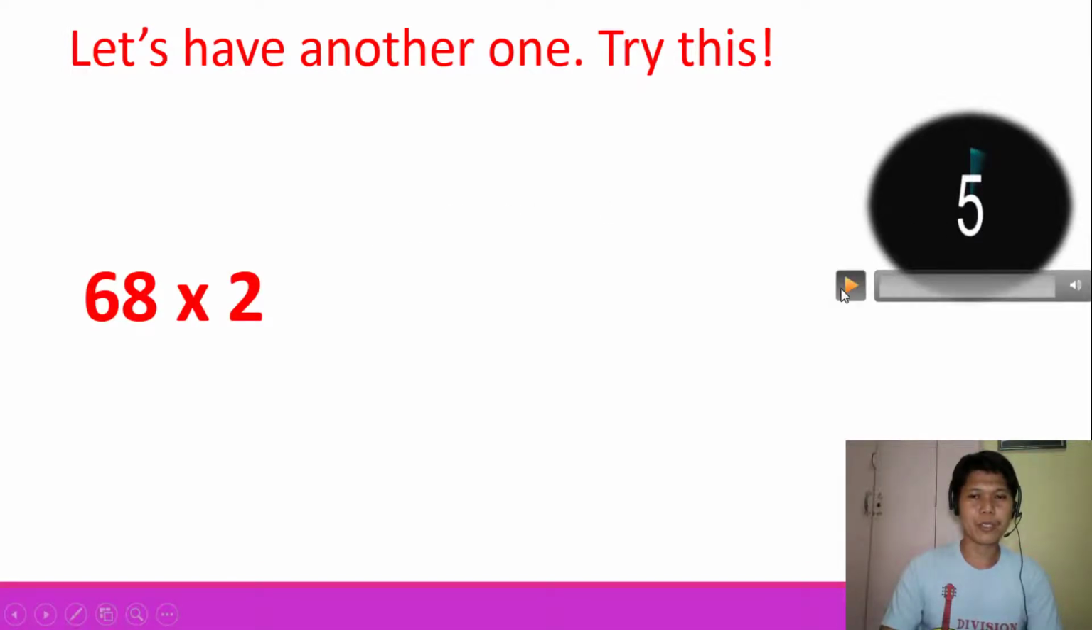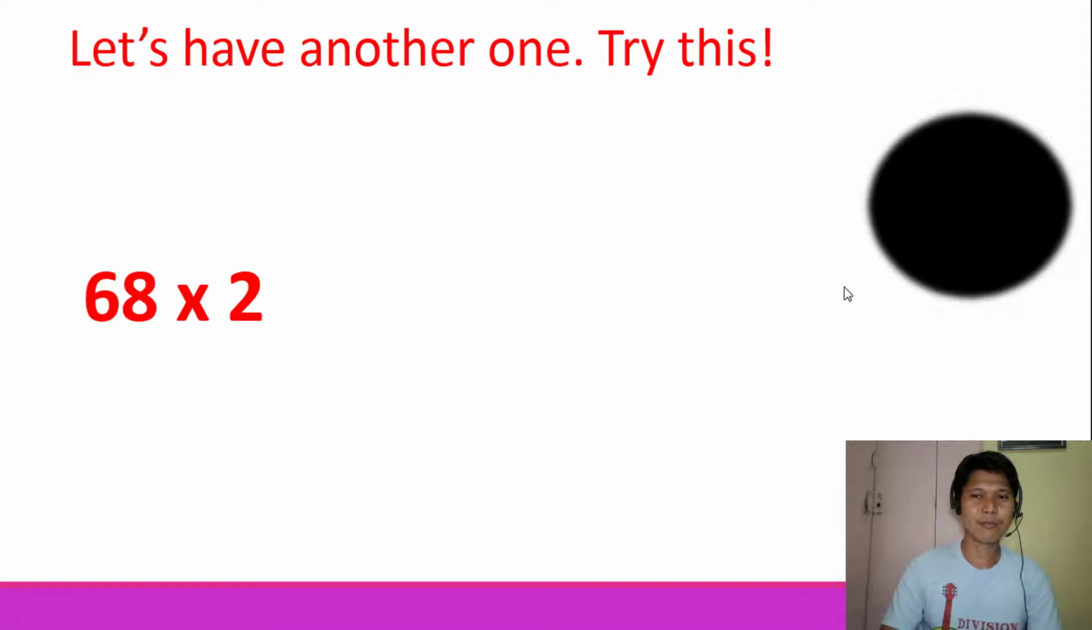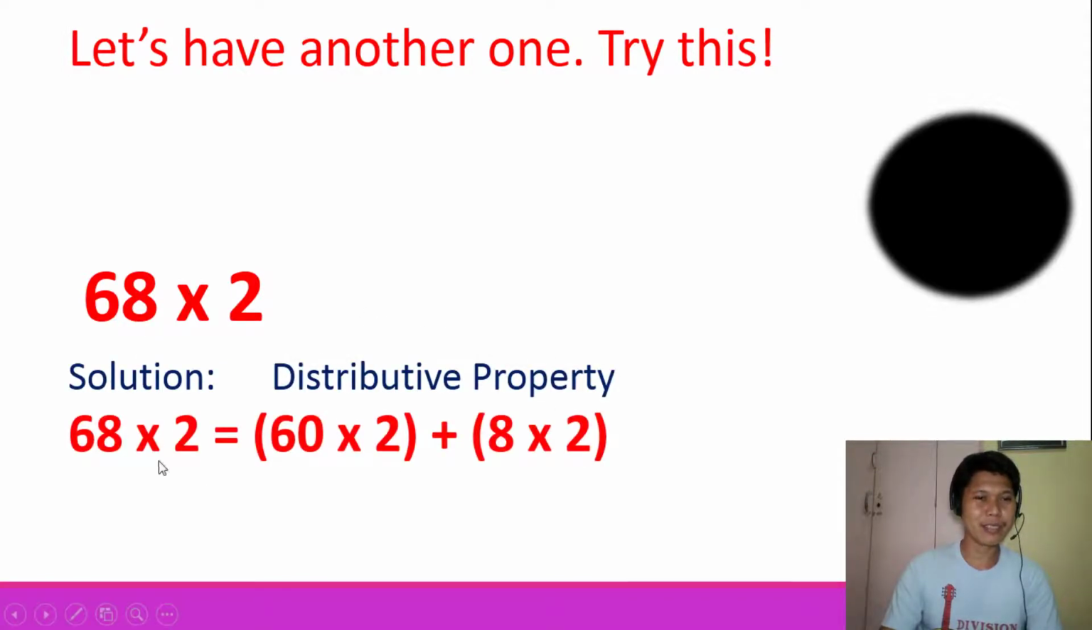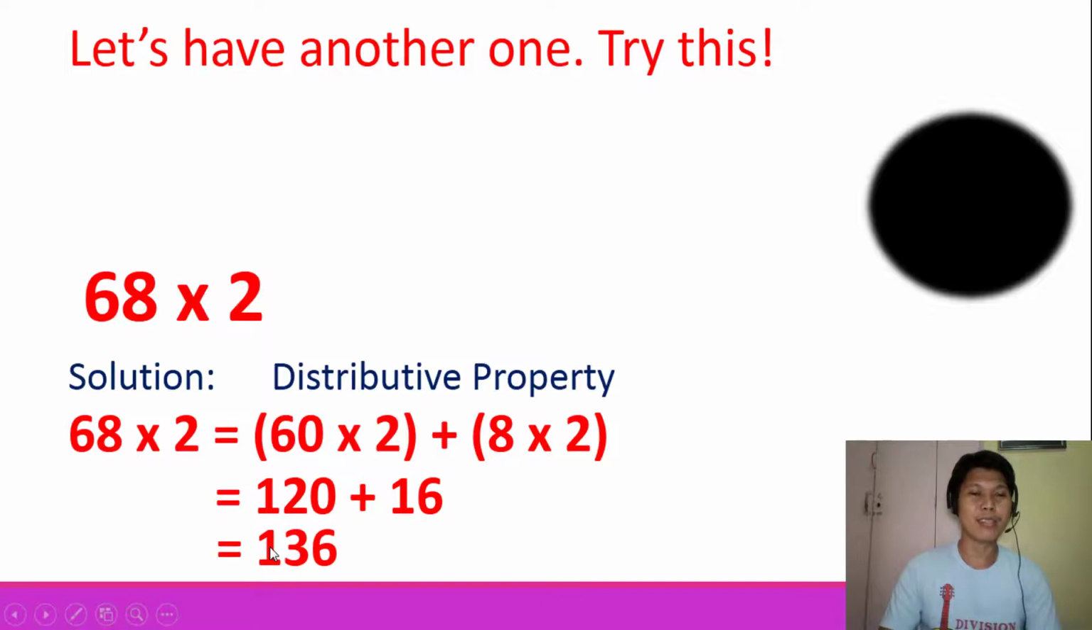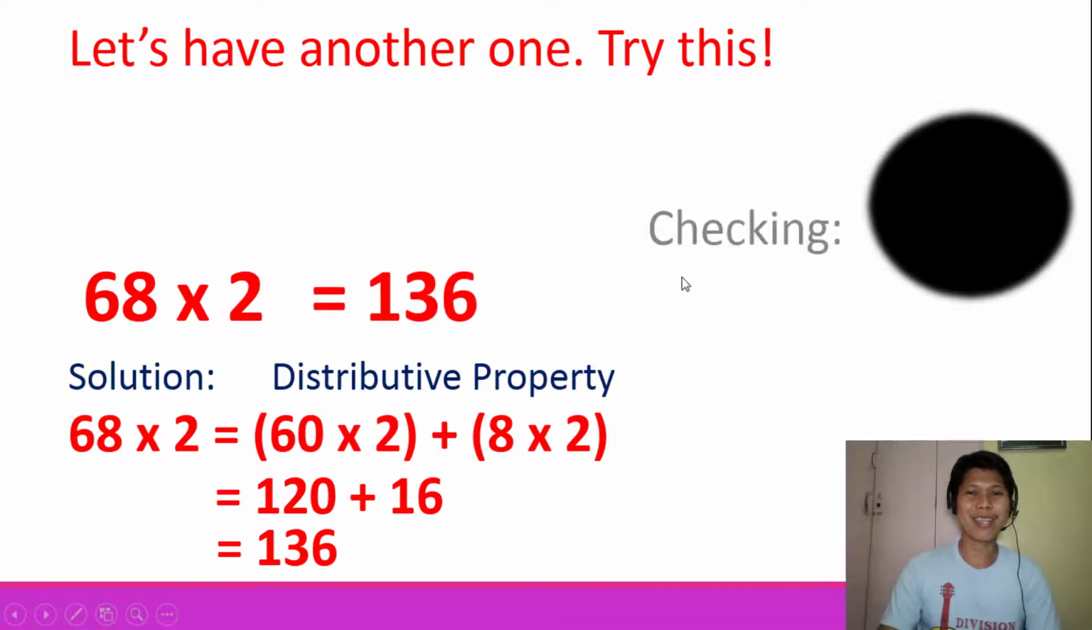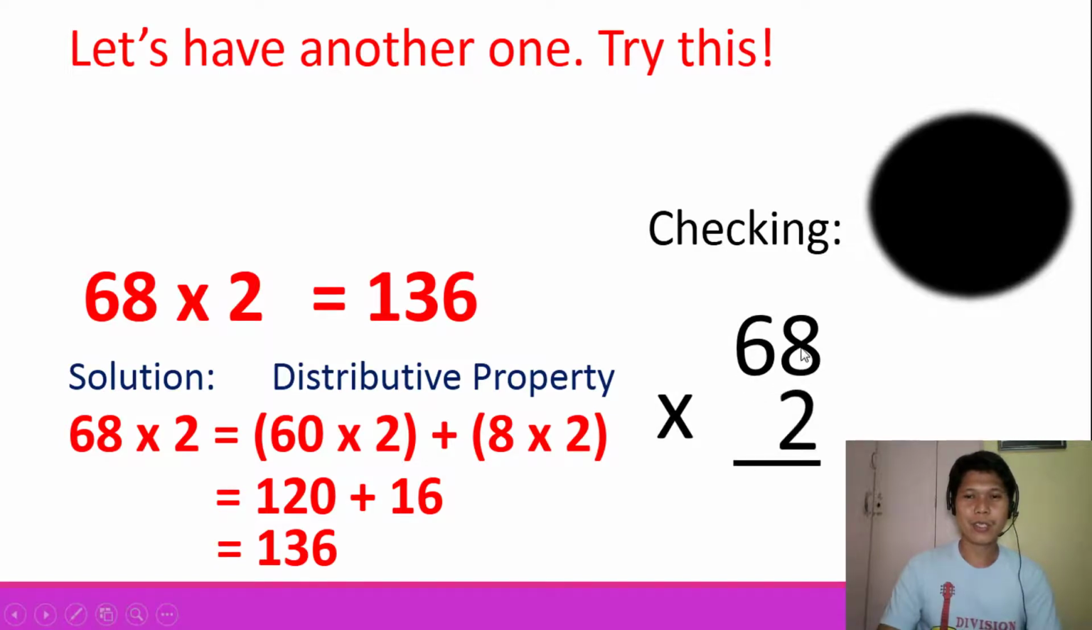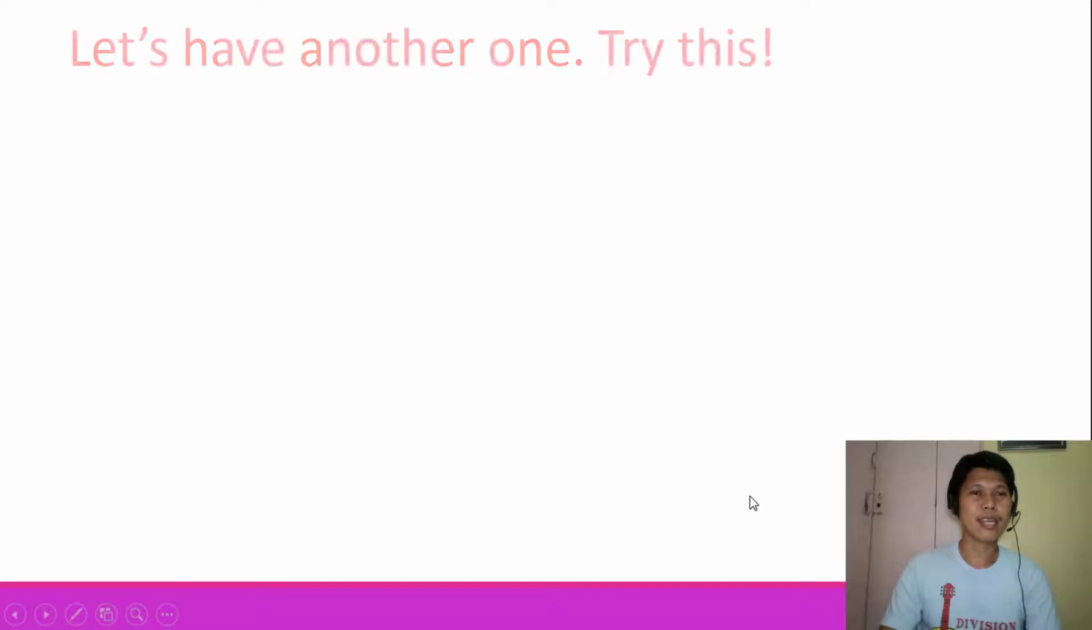68 times 2. Okay, time's up. So let's try to check if your answer is correct. So 68 times 2, 60 times 2, just distribute. 8 times 2. 60 times 2 is equal to 120, and then 8 times 2 is 16. So 120 plus 16 is equal to 136. Did you get the correct answer? Okay, checking. 68 times 2, 8 times 2 is 16, carry one group of 10, and then 6 times 2 is 12, plus 1 is 13. This is 136.